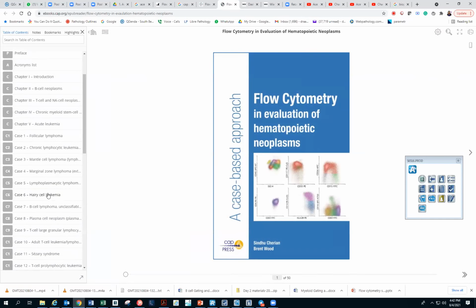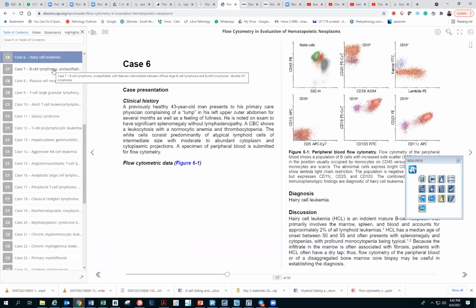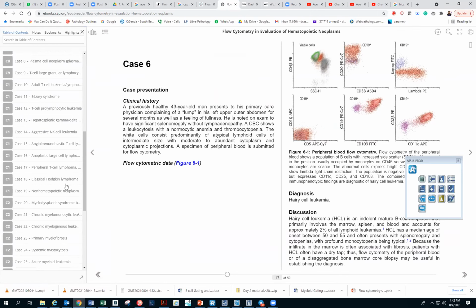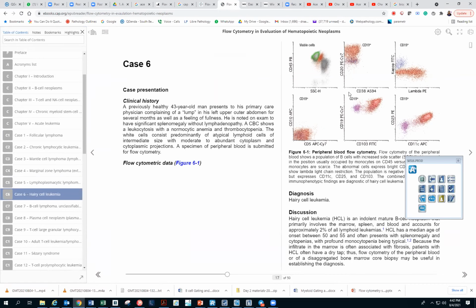We really have to read about hairy cell in this one, and then the other one that we can read is the B cell unclassifiable. Actually, we didn't do that really. I think the only one that we have to read is the hairy cell. Yeah, okay, I think so. So let me quickly read all of this.